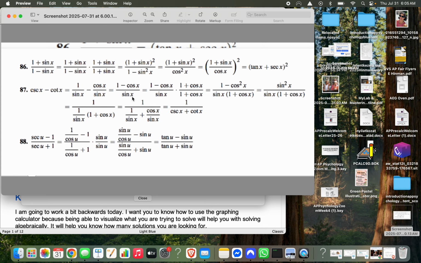And now they're using the same idea, just in reverse. Well, what else could I try with this? The only option I have is to multiply this by 1 plus cosine of x, and let's see what happens. In the numerator, I get 1 minus cosine squared of x. The denominator, I'm just leaving as is, just sine of x times 1 plus cosine of x, because that's the multiplication. Pythagorean identity says this can become sine squared of x. Ooh, now this is tricky. Where's the 1 come from? Well, sine squared of x divided by sine of x is sine of x.